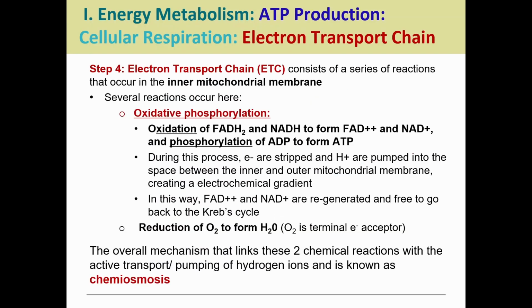So the ETC, which is the electron transport chain, if you haven't caught that, I'm going to call it ETC the entire way from here on out because it's shorter. The ETC is a series of reactions that happens on the inner mitochondrial membrane. Remember that the mitochondria have two membranes. This is going to be saddling that inner membrane. So what's going on with the ETC happens through that membrane.